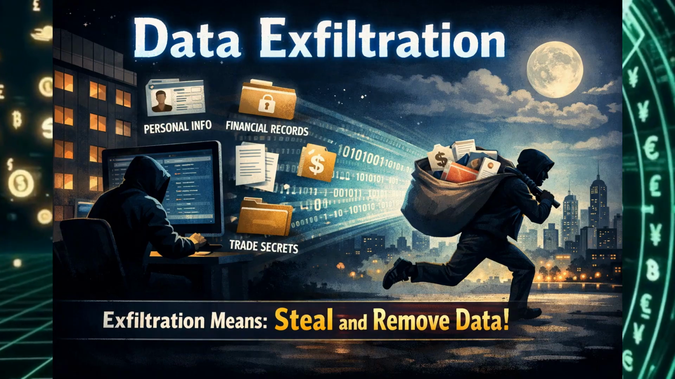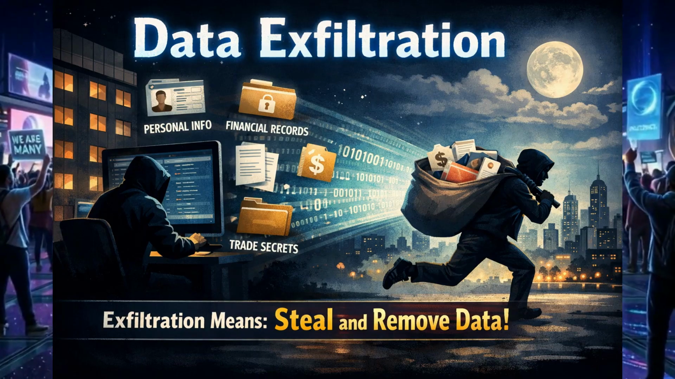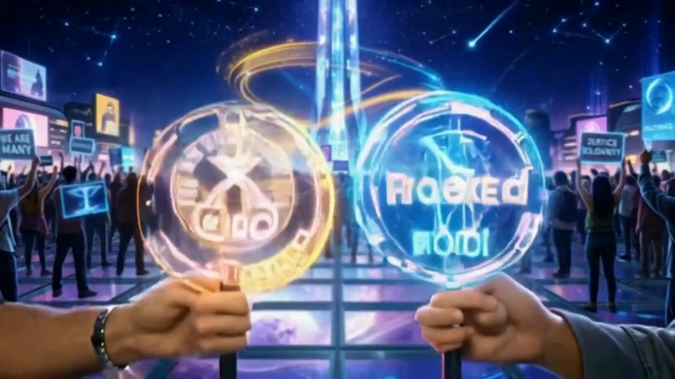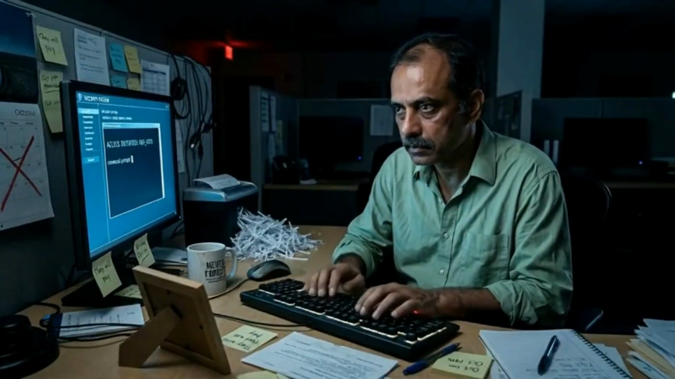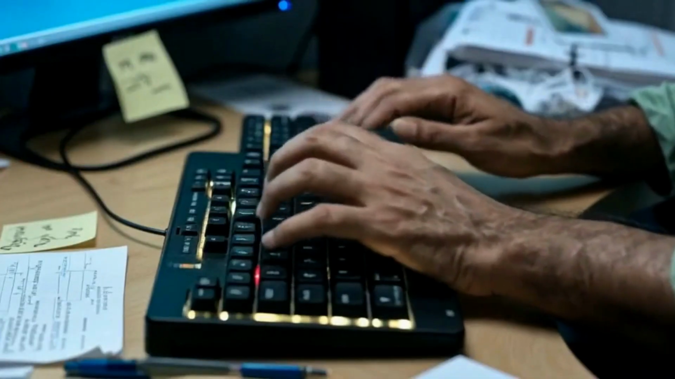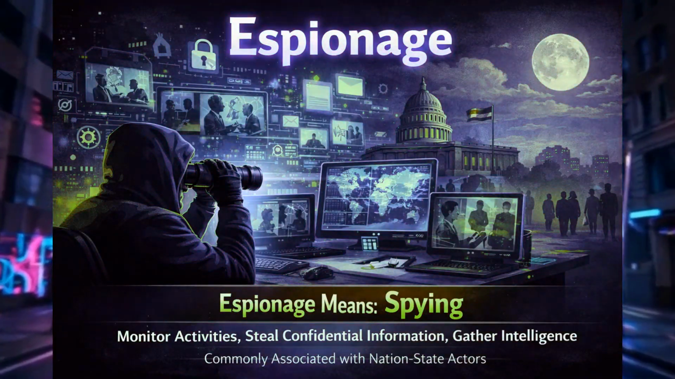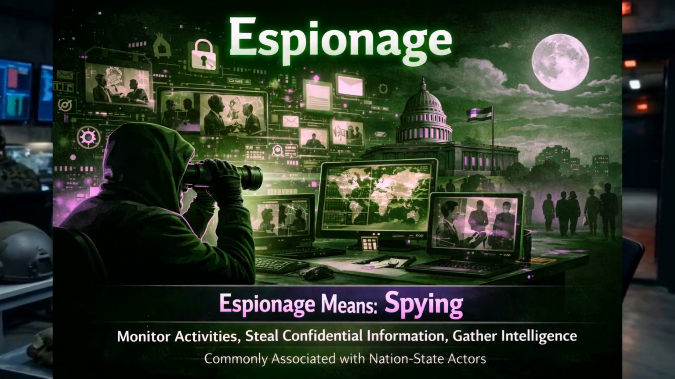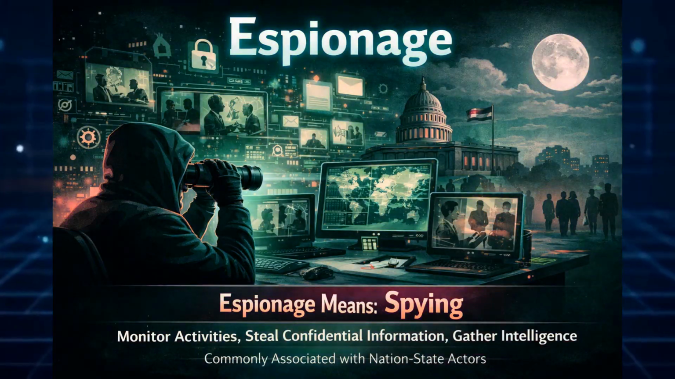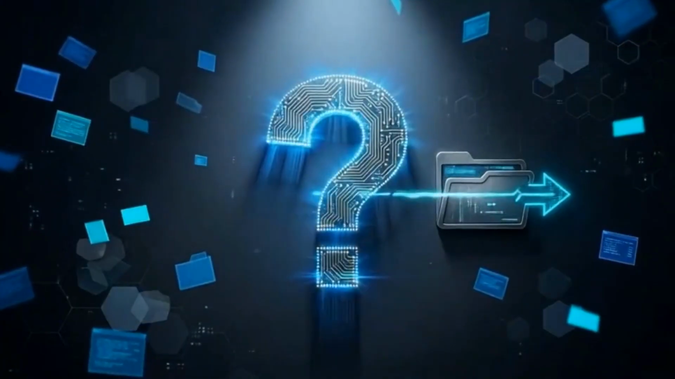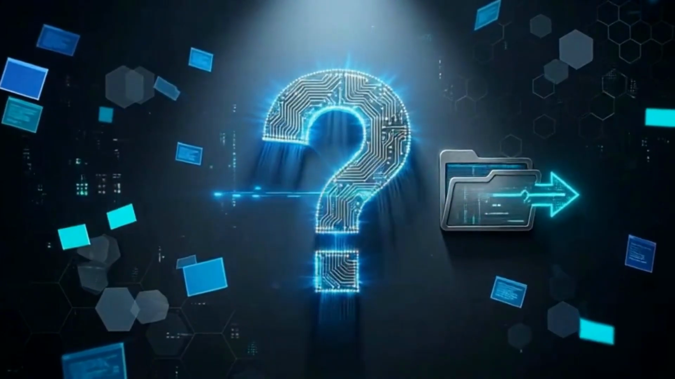Motivation 1, data exfiltration. Data exfiltration means stealing data and taking it out of an organization. This data can include personal information, financial records, or trade secrets. For the exam, remember, exfiltration equals stealing and removing data. Motivation 2, espionage. Espionage means spying through cyber attacks. The goal is to monitor activities, steal confidential information, and gather intelligence. This is commonly associated with nation-state actors. For the exam, remember, espionage equals spying.